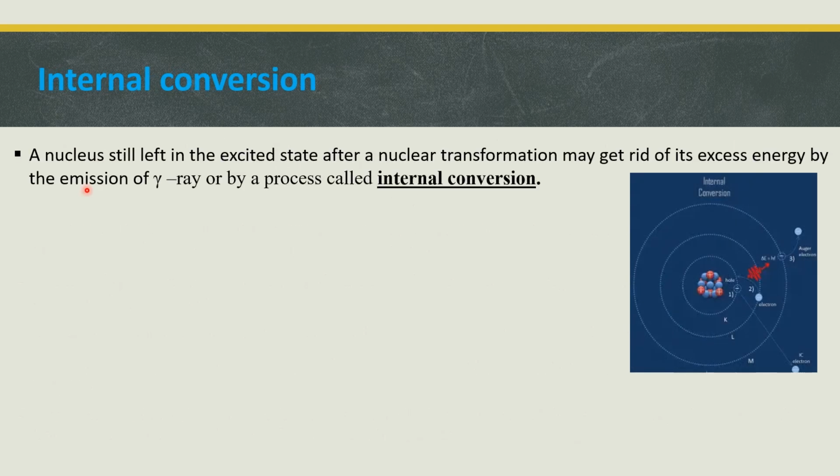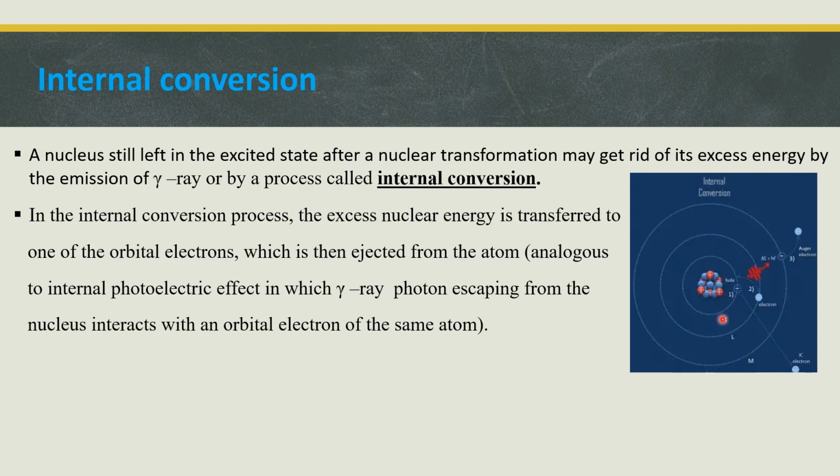Next is internal conversion. What is internal conversion? A nucleus still left in an excited state after a nuclear transformation may get rid of its excess energy by the emission of a gamma ray or by a process called internal conversion. Internal conversion is an atomic decay process where an excited nucleus interacts electromagnetically with one of the orbital electrons of an atom. This causes the electron to be ejected from the atom.